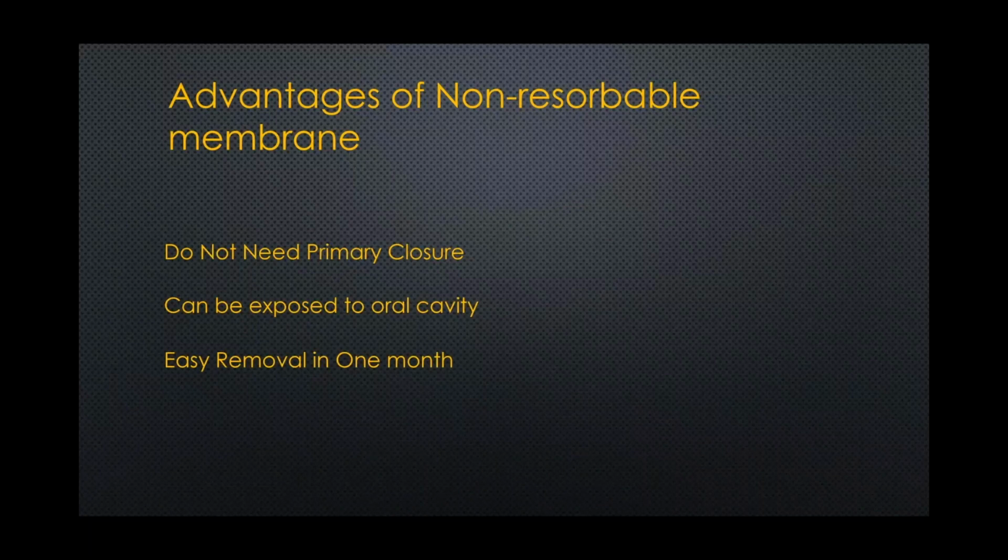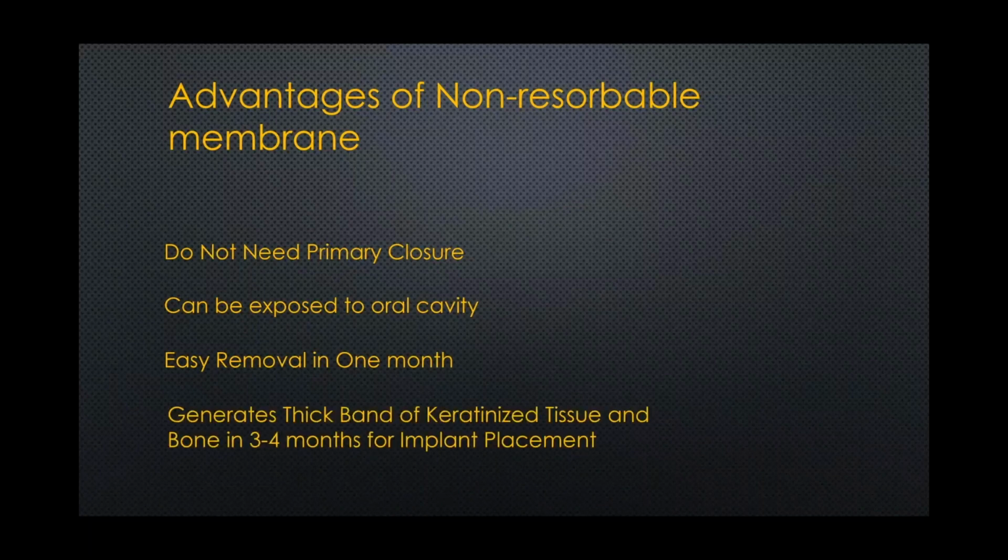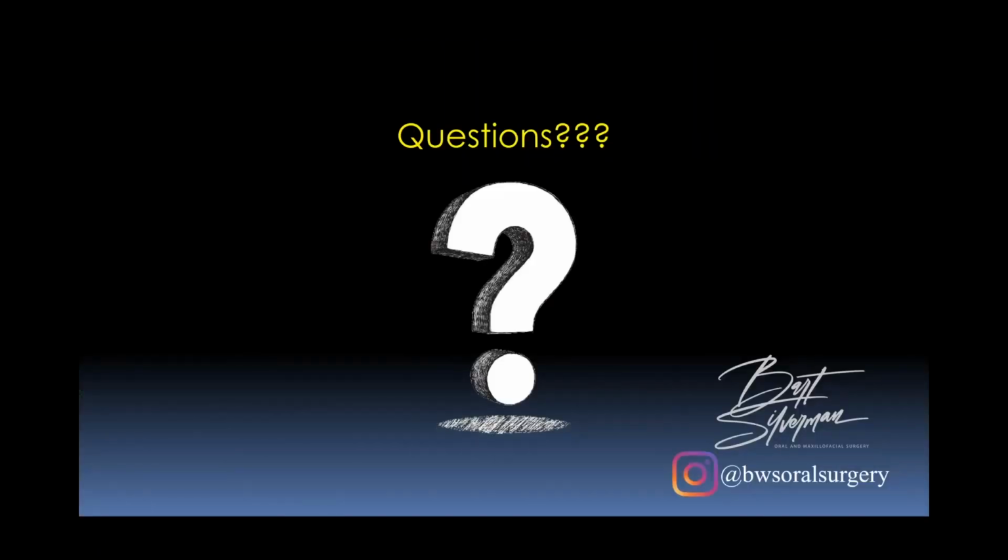Very easy to remove. Sutures come out in 2 weeks. The membrane is removed in a month. And it just generates that thick band of keratinized tissue and some really good bone within 3 or 4 months that we could place our implants into. Okay, so just finishing up now, and we could entertain some questions.